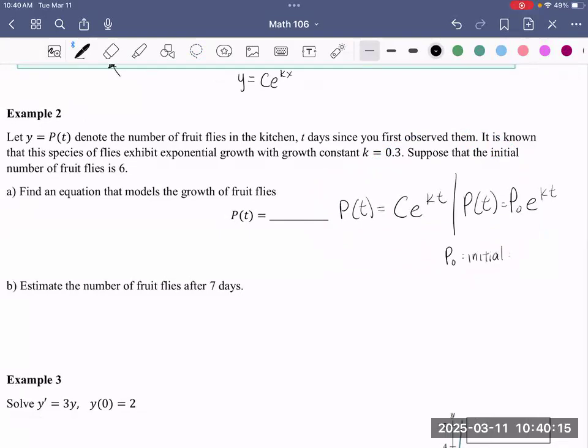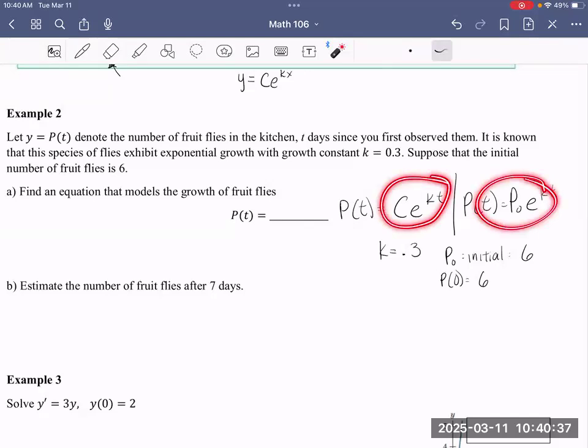Well, your initial is going to be 6. This is when t is 6, when you first look at it, you have 6 fruit flies in your kitchen. And they also tell us that your k value here is 0.3. So given that you now know the setup of your function, can you create the equation?